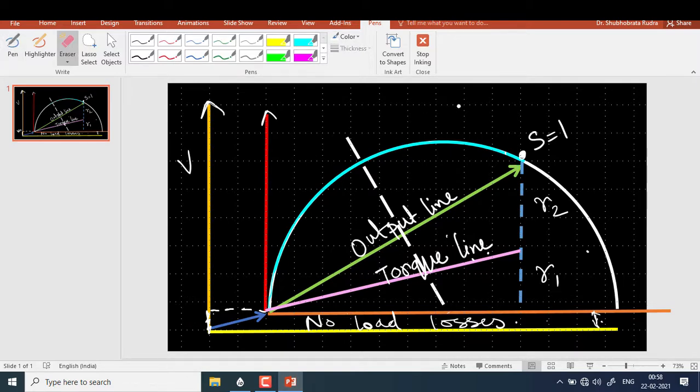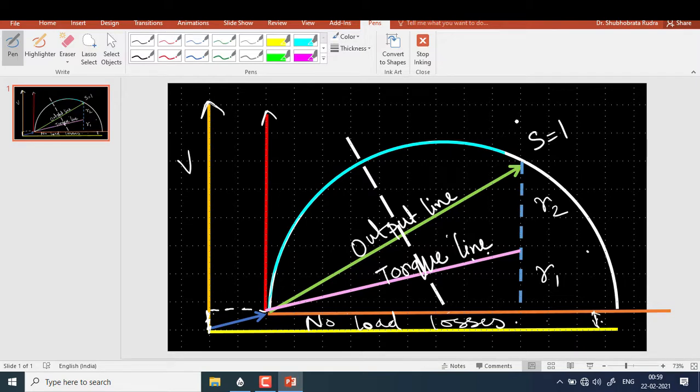Now suppose I am looking for a value of power in terms of the vertical scale, that is 2 units. If I want this amount of power from our machine, then I must know the value of slip at which the machine can supply that power, the corresponding value of torque, and the corresponding value of efficiency. Everything we can figure out from this circle diagram.